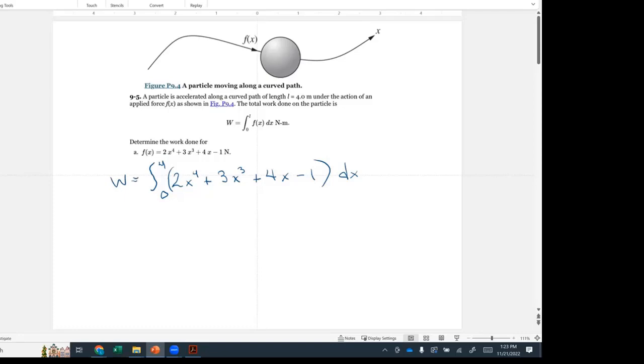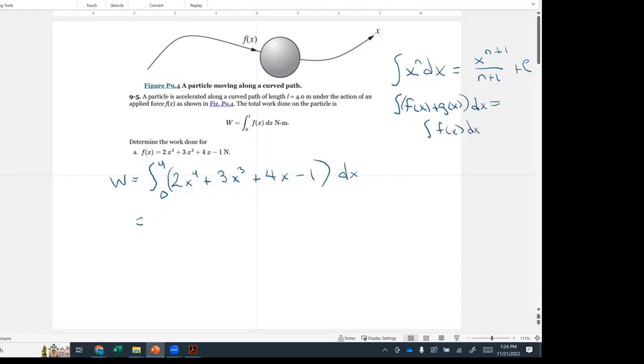The first thing we do is we use the power rule, and the power rule is that the integral of x to the n dx is equal to x to the n plus 1 over n plus 1 plus c. Okay, so we're going to do that for each and every one of these. And we're also going to use the fact that the integral of f of x plus g of x dx is equal to the integral of f of x dx plus the integral of g of x dx.